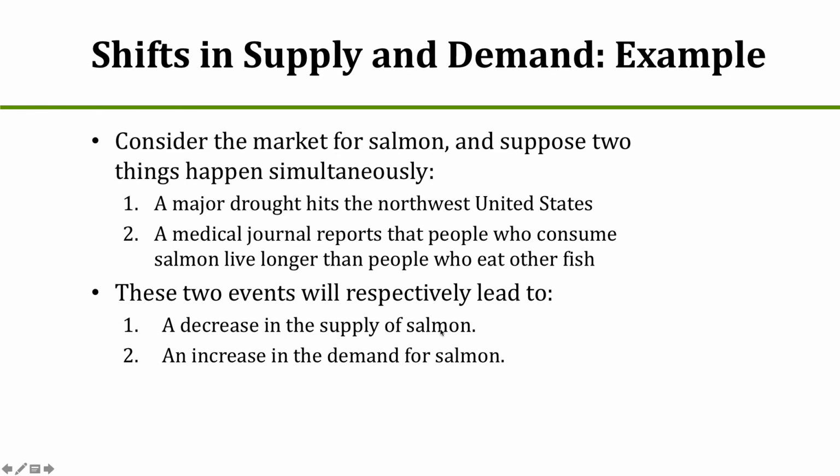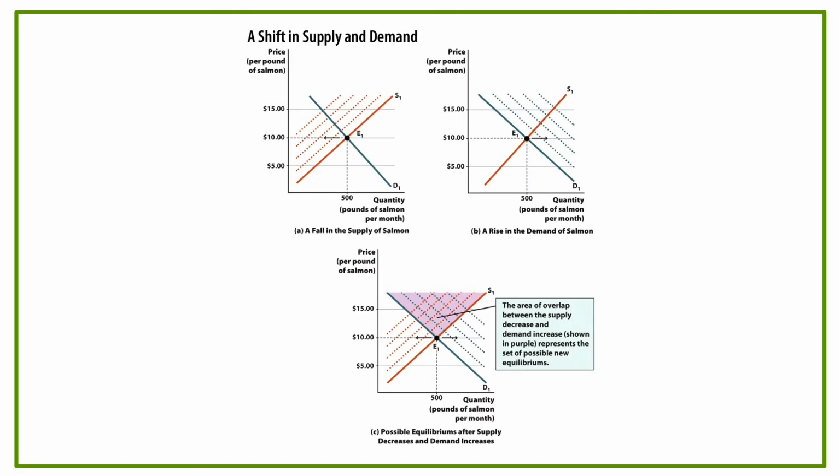So the supply of salmon will decrease, shifting to the left. In the second part, a medical journal reports that people who consume salmon live longer than people who eat other fish. So basically, the preference and taste towards salmon will change for consumers, and they will tend to increase their demand for salmon. As a result, an increase in the demand for salmon happens. So basically, we have two different shifts. And let's do these shifts separately first, and then we will combine them.